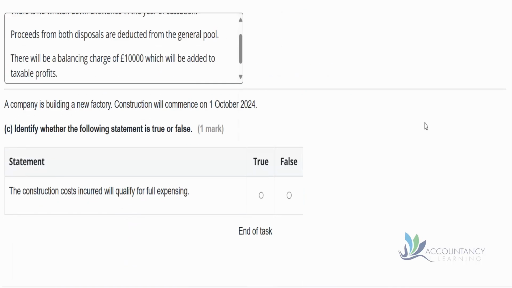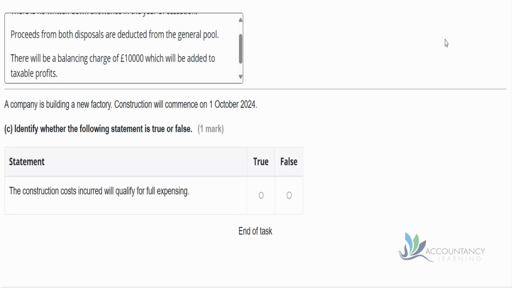And then finally, a company is building a new factory. Construction will commence on the 1st of October 2024. And we need to identify whether the statement is true or false. The construction costs incurred will qualify for full expensing. So what do we mean by full expensing? For expenditure on main pool plant and machinery from the 1st of April 2023, companies are entitled to claim full expensing. So they can have a 100% first year allowance.